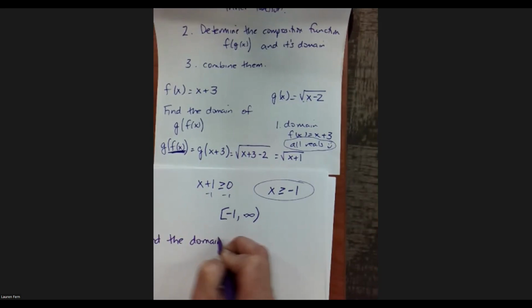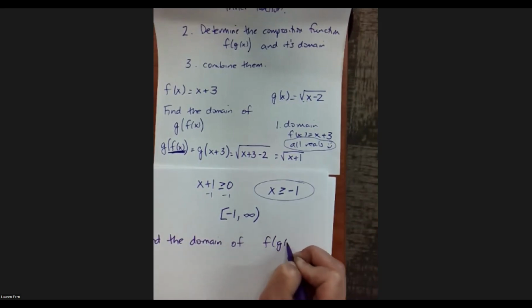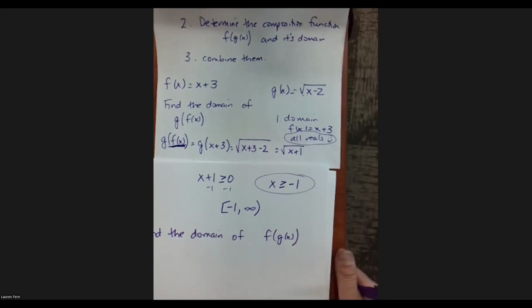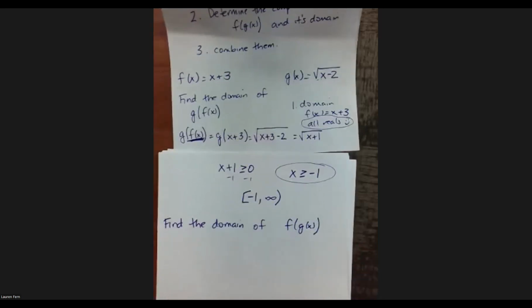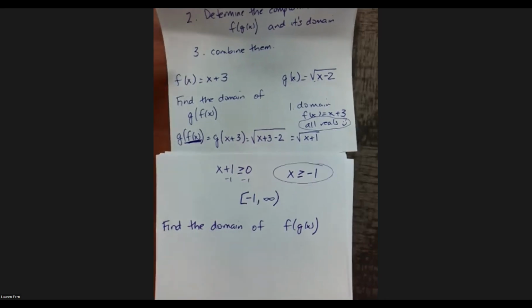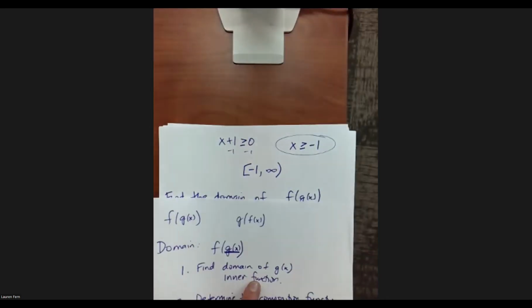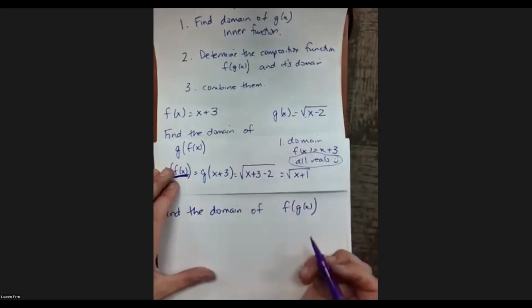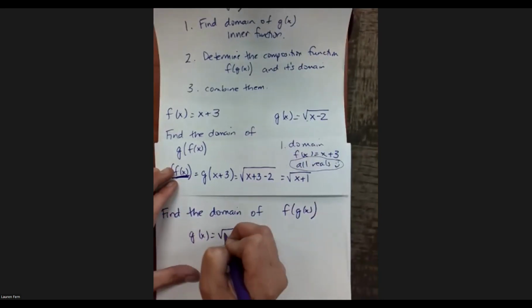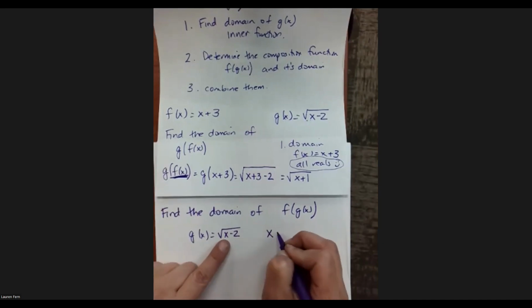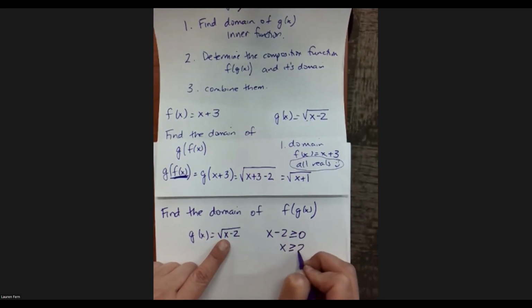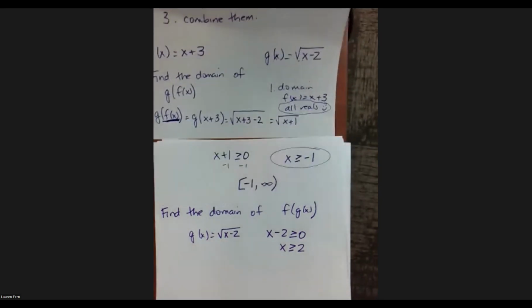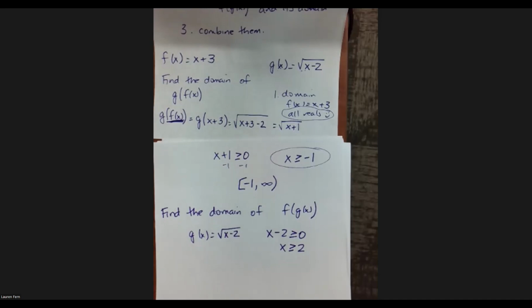Now let's find the domain of, let's do f of g of x. We're just going the other way, same two functions for right now. Okay, what do you do? You find the domain of the inner function first, okay? g of x is the square root of x minus 2. Do you all agree I need x minus 2 to be greater than or equal to 0? In other words, the domain of my inner function is x is greater than or equal to 2. Any questions there?